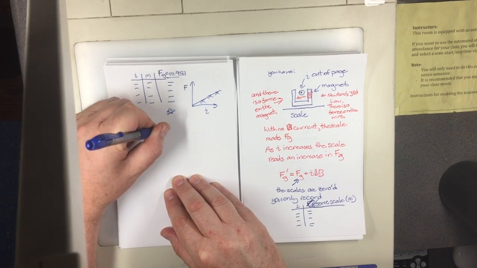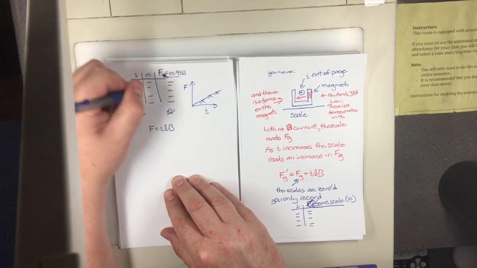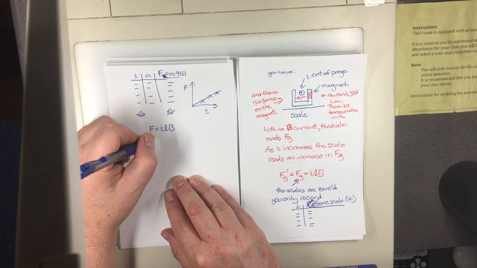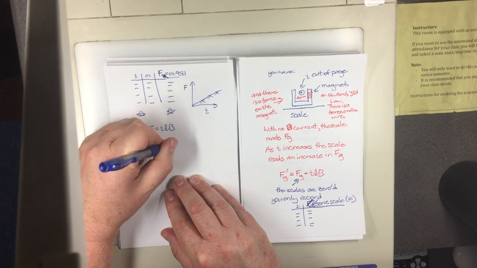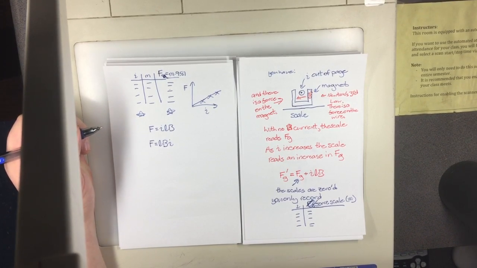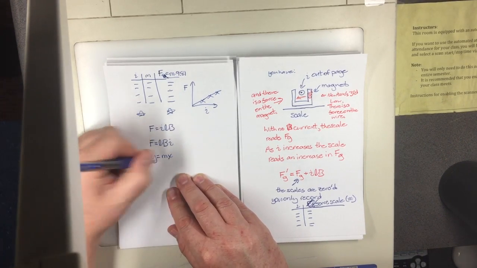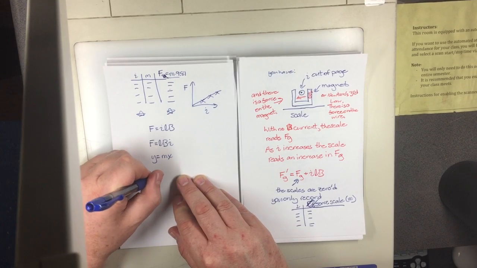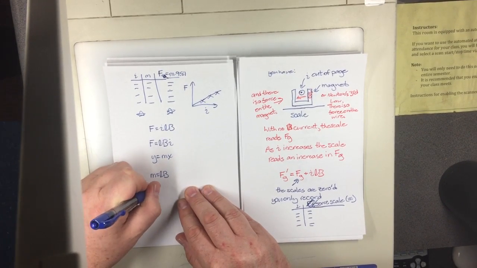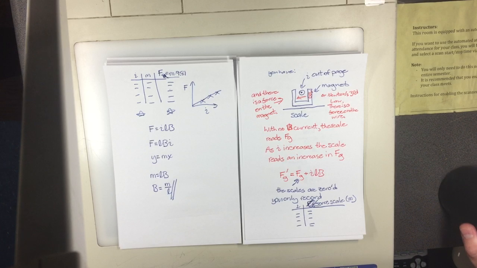Well, F is equal to ILB. And this F is this F right here. I don't know if we call it F sub G, but F is good enough. And what you're going to do is rearrange this so F is equal to LBI, and compare it to Y is equal to MX. I is the independent variable. F is the dependent variable, which means that the slope is equal to LB, or that the B field of the magnet is M divided by L. And that's how you get the magnetic field strength of your magnet.